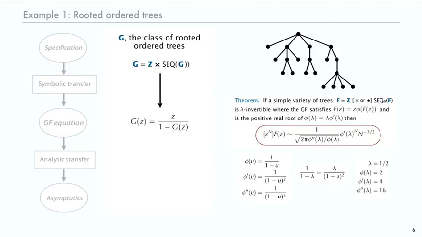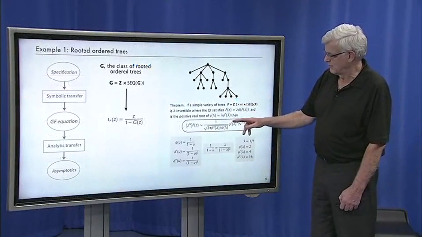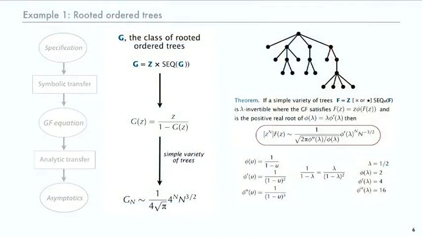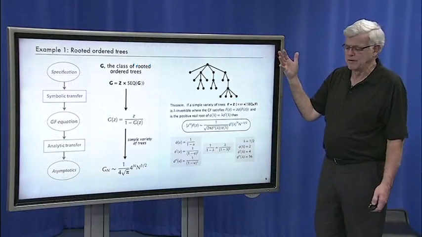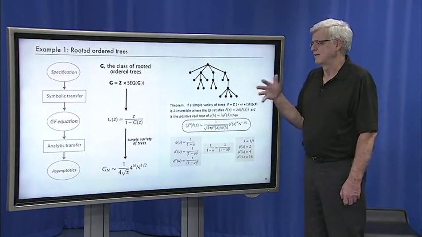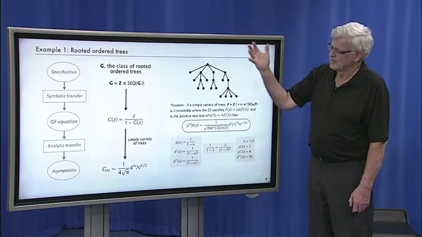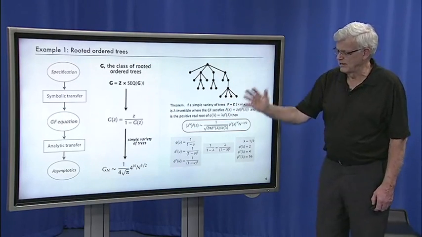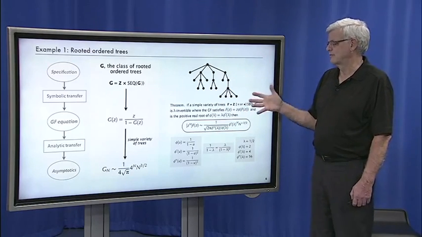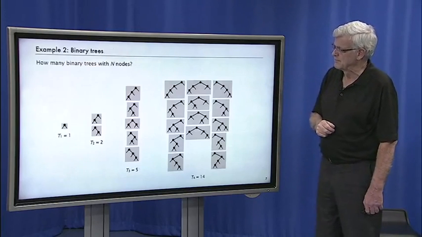And then evaluating the characteristic function and its derivatives at lambda, we get 2, 4, and 16, and plugging in those values, we immediately get the coefficient asymptotics: 4 to the n over 4 square root of pi n to the 3/2. So that's our pattern, that's our template for analytic combinatorics that we strive for in every problem. Now we have a construction that takes us right to a generating function equation, and takes us right to coefficient asymptotics. And that's what the simple variety of trees transfer theorem does for this example.